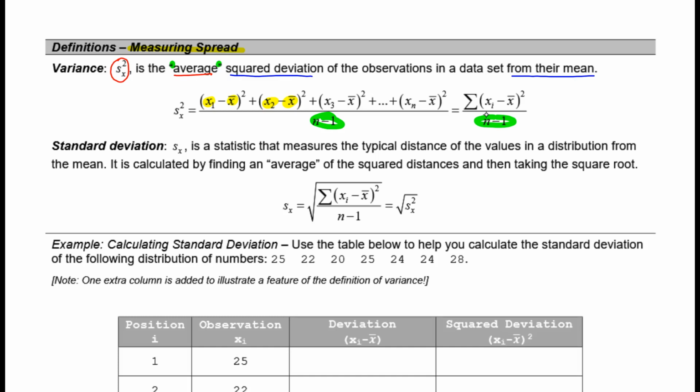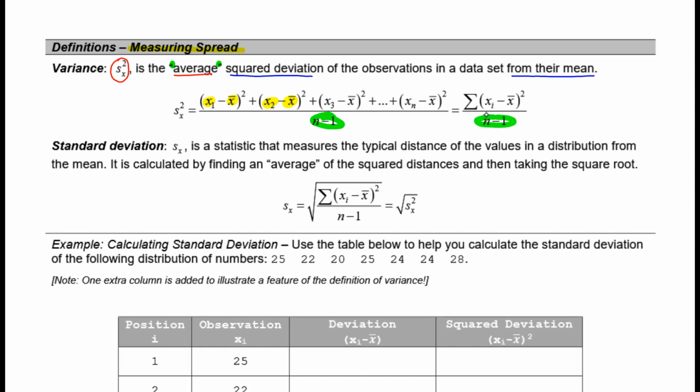The reason for that is not important right now. We'll talk about that later in the year. It has to do with degrees of freedom, and it's not important for what we're doing right now. Just know that it is sort of an average, because we're not dividing by the actual number of observations, we're dividing by the number of observations minus 1.